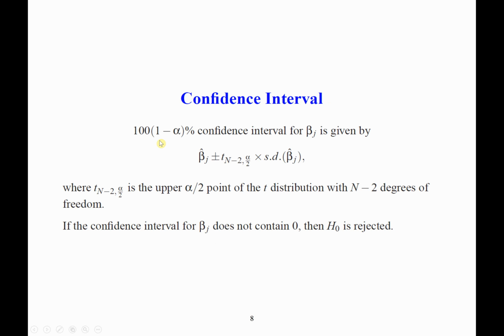In the confidence interval approach, the 100(1 minus alpha)% confidence interval for beta j is given by beta j plus or minus t sub n minus 2, alpha over 2, times the standard deviation of beta j, where t sub n minus 2, alpha over 2 is the upper alpha over 2 point of the t distribution with n minus 2 degrees of freedom. If the confidence interval for beta j does not contain 0, then H0 is rejected. So far, this is how we make the decisions. We have 3 approaches to test whether beta j equals 0 or not.